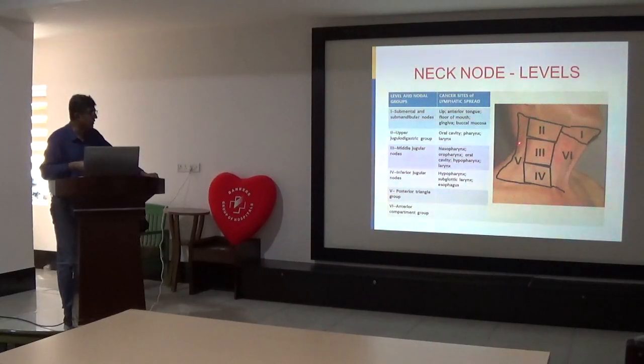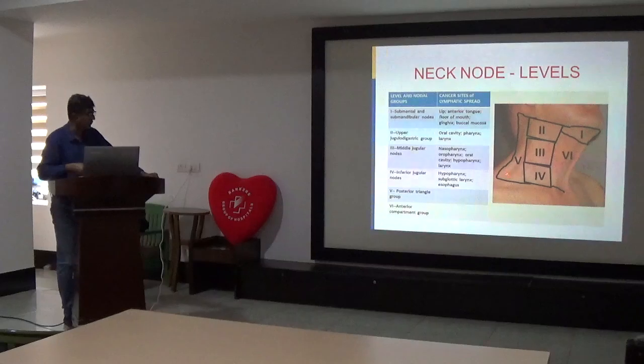Posterior triangle node is this level of nodes, and most of the skin lesions, the squamous cancers of the skin in the posterior part of the neck, would drain into this level 5 node. Again, at this level 5, most of the breast lesions also drain into this node. So if you have a breast malignancy and a level 5 node, most of the time the breast lesion is considered inoperable. So this level 5, the breast and the skin lesions of the posterior neck would drain here.